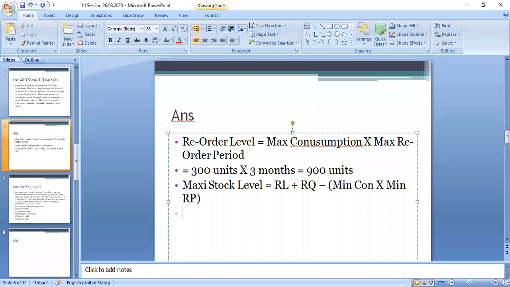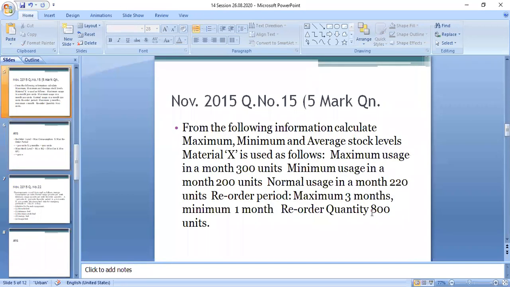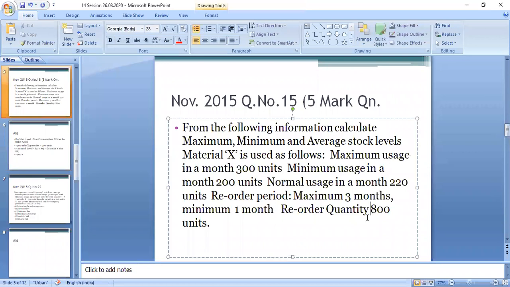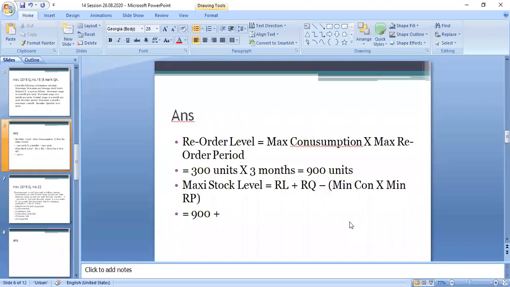What is the reorder level? That's the reorder level already calculated, that's 900 units, plus reorder quantity. It is given, reorder quantity 800 units. So then subtract the minimum consumption into the minimum reorder period.